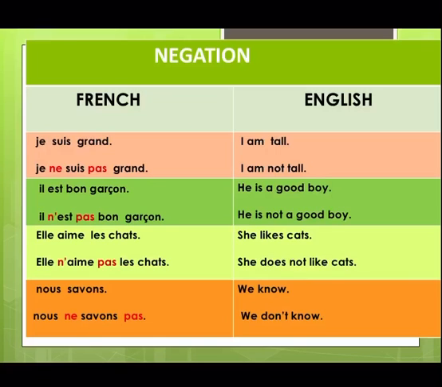From these sentences, you must have got an idea of how to change a simple affirmative into a negative. It's very simple: you just have to look for the conjugated verb, and then use ne before it and pas after it. And in the second condition, if the verb begins with a vowel or a silent H, then you have to use n apostrophe instead of ne.